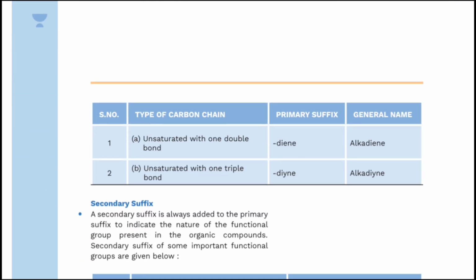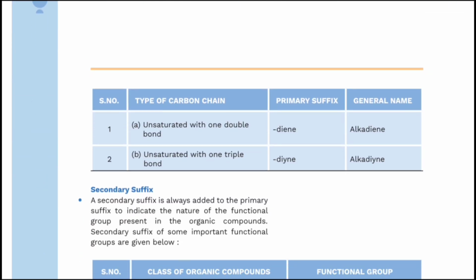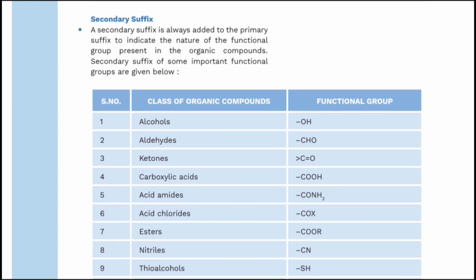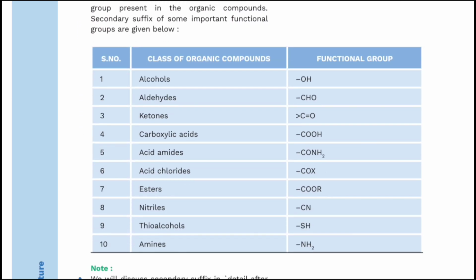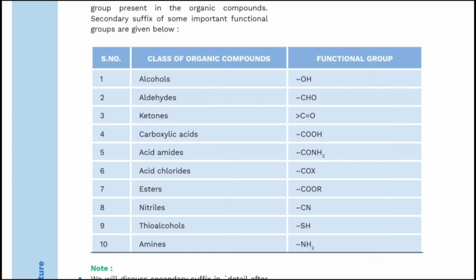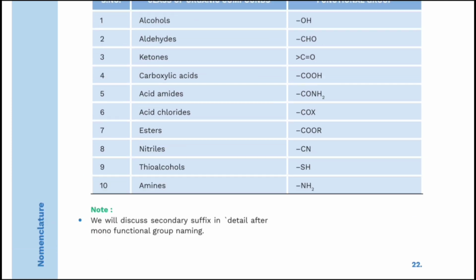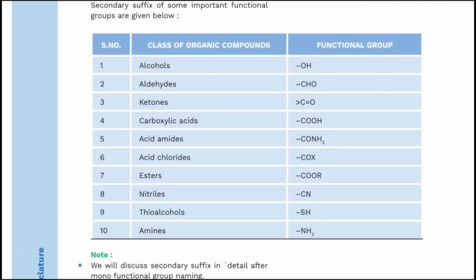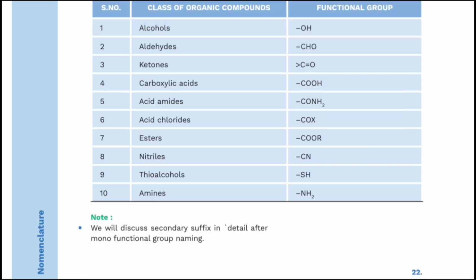Type of carbon chain: unsaturated with one double bond is alkene, with two double bonds, diene or alkadiene. Unsaturated with one triple bond is alkyne. So the secondary suffixes are given here: alcohols, OH, aldehyde, CHO, ketones. We studied these functional groups previously in the previous topic class. Pause the video if you want to review this again.